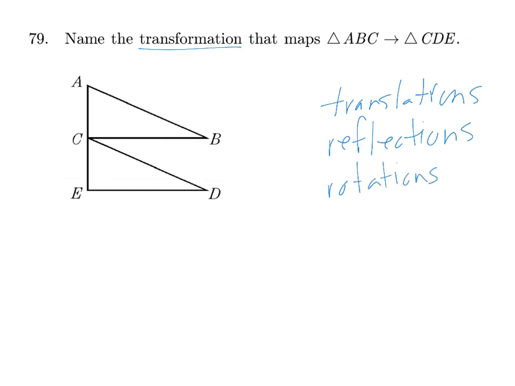So what's taking place here? Going from triangle ABC to CDE, A went to C, and B went to D, and C went to E. So every point shifted the same direction and the same distance. So that's simply a translation. Done.